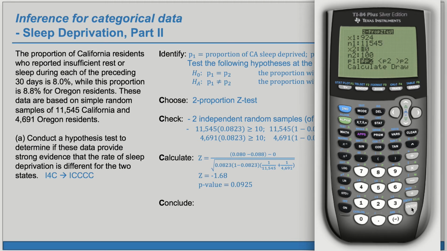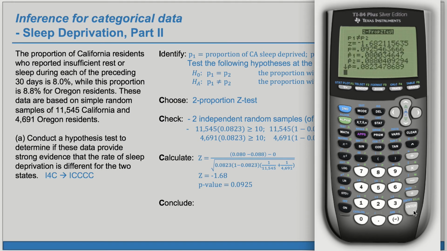Our x2 is going to be 0.088, so 8.8% of 4,691. And again, that has to be an integer, so we'll call that 413. And n2 is 4,691. Okay, and our alternate hypothesis is not equal to. This is a two-tailed or two-sided test. And now we're ready to calculate.